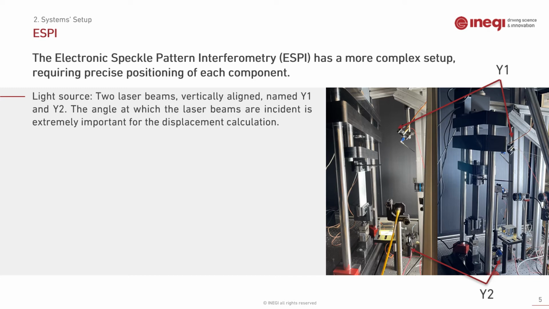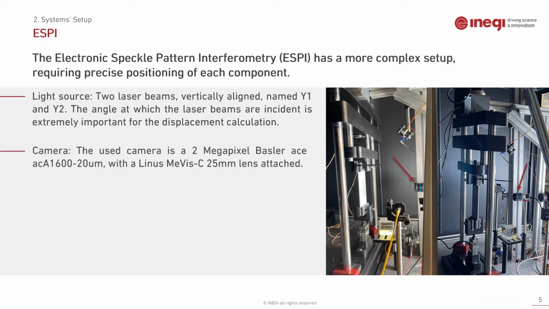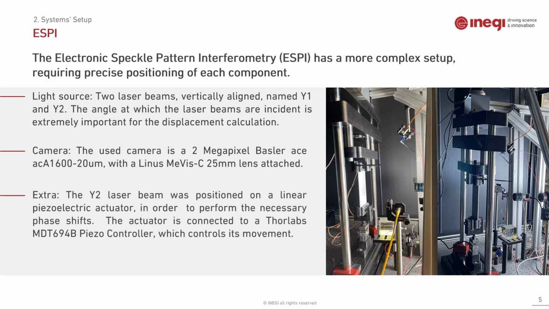The angle of incidence on the specimen is extremely important for the displacement calculation. The used camera is a 2 megapixel Basler Ace with a Linos MeVis-C 25mm lens attached. As the ESPI system uses the phase shifting interferometry technique, it is necessary to induce a phase shift in one of the laser beams. For this purpose, the Y2 laser beam is positioned on a linear piezoelectric actuator and the Thorlabs piezo controller is used for the movement.